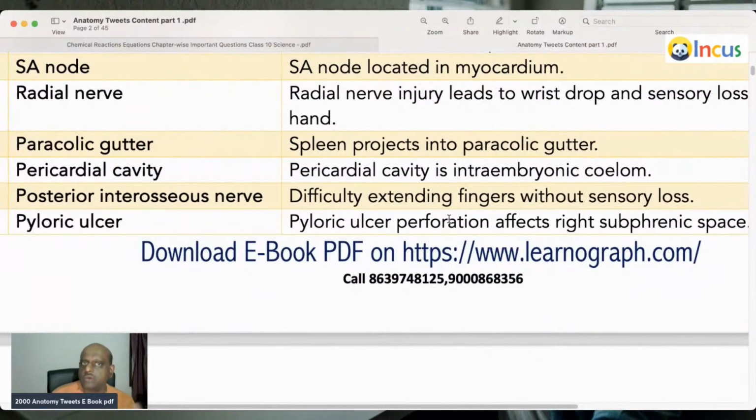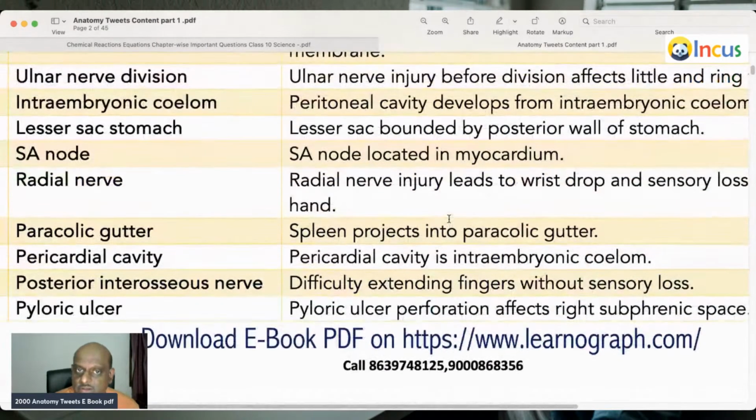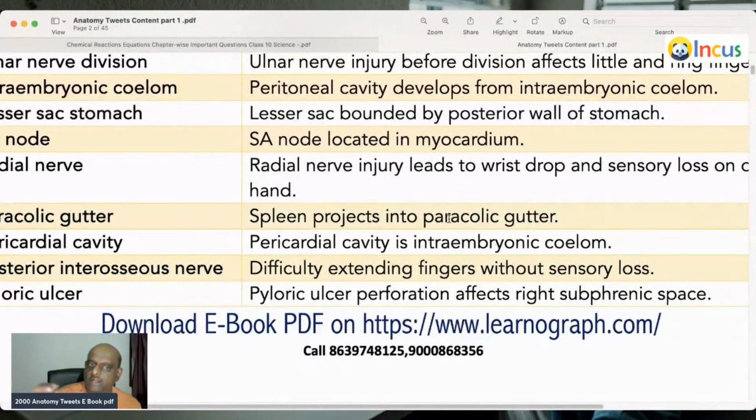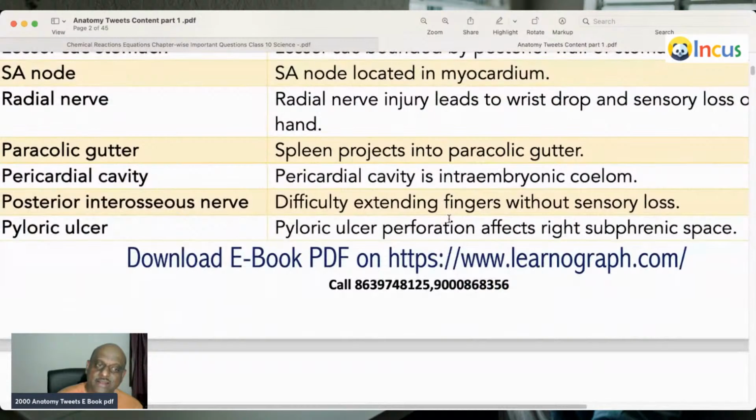So there is a paracolic gutter. Whenever the spleen enlarges, it projects into the paracolic gutter. The pericardial cavity is formed from the intraembryonic coelom. So you should know the peritoneal cavity and pericardial cavity all come from the intraembryonic coelom.